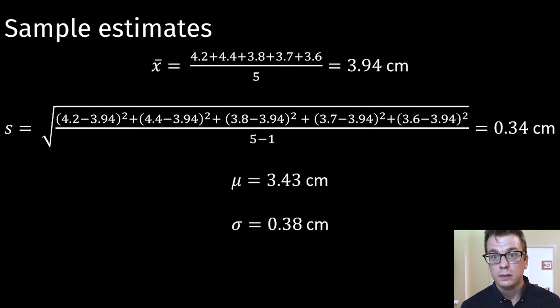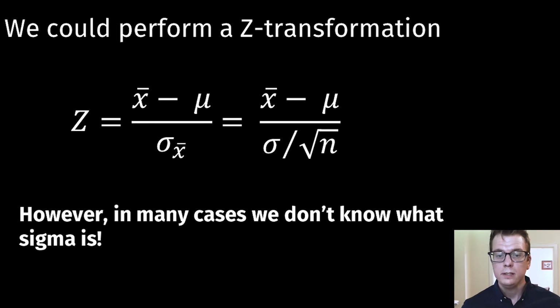As a reminder, mu, the population mean, equals 3.43 centimeters, and sigma, the population standard deviation, equals 0.38. We can z-transform that sample mean using the equation z equals x bar minus mu over sigma divided by the square root of n.